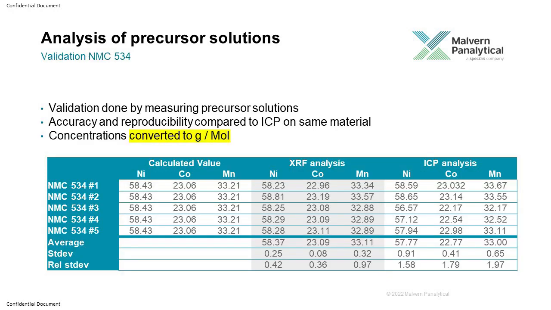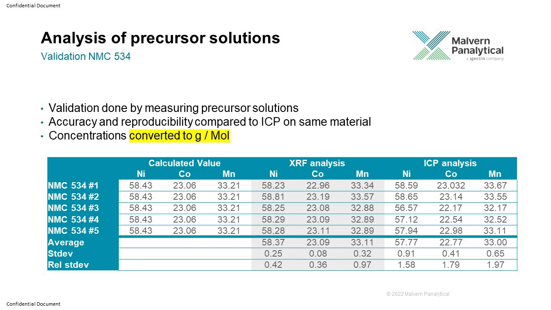So in this case, we measured NMC 532, where nickel is supposed to be around 50%, manganese around 30%, and cobalt 20%. So this is what we achieved on this sample. Nickel was actually 58%, cobalt 23%, and manganese 33%.